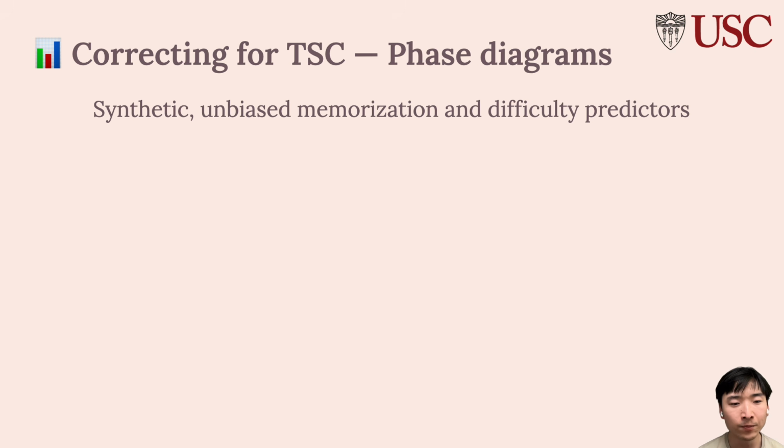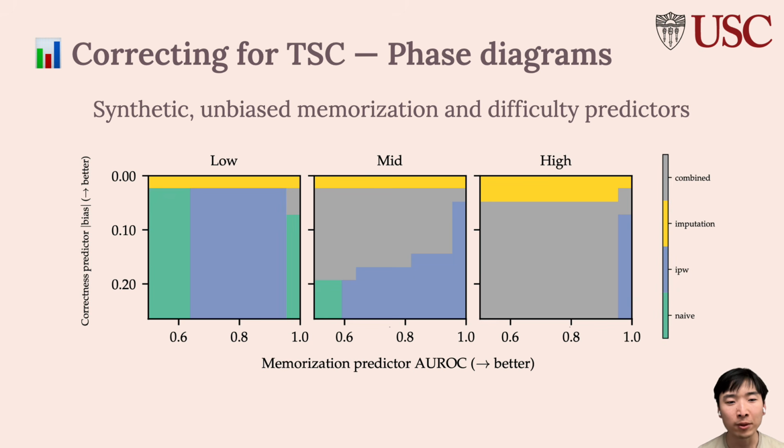With the simulation, we can first simulate synthetic, unbiased predictors. Instead of instantiating an actual memorization predictor, we take the true contamination status of the example and add some noise to it. We can simulate strong predictors by adding small amounts of noise and weaker predictors by adding more. So here we have plotted when each of the 4 estimators is best in terms of estimation error. The legend is on the right.